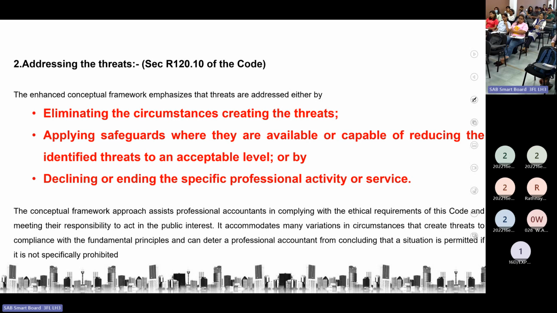The next option is applying safeguards where they are available or capable of reducing the identified threats to an acceptable level. As I mentioned, sometimes if the management does not agree with me, then I can use some sort of safeguards, internal safeguards or management safeguards. And the final thing is you can decline or end the specific professional activity. So these three things you can do if a threat arises. This is how you are addressing it. Is it clear? Okay.